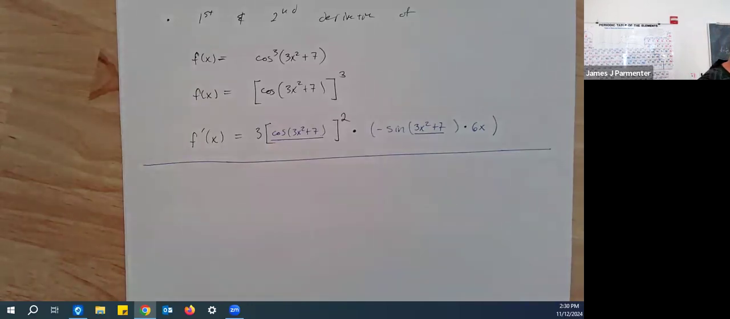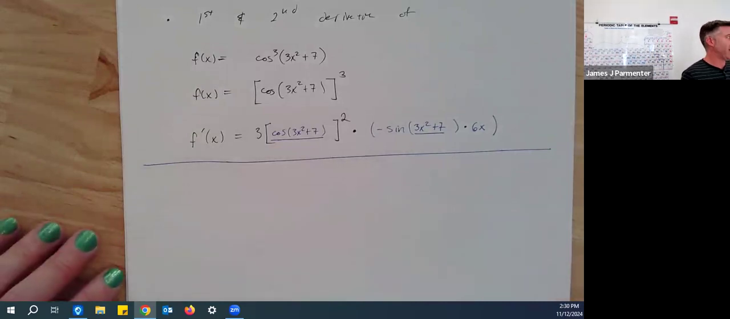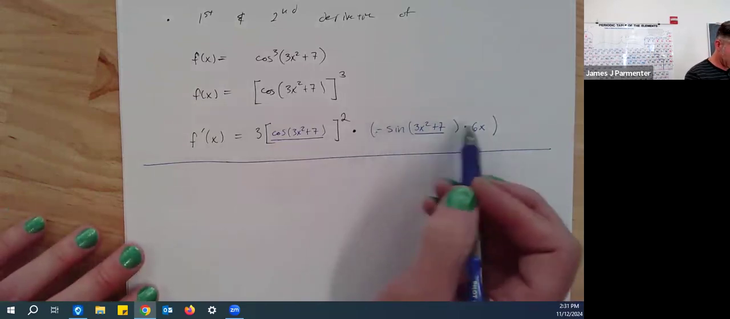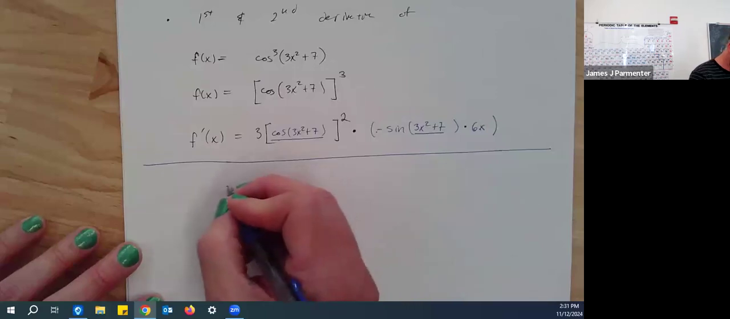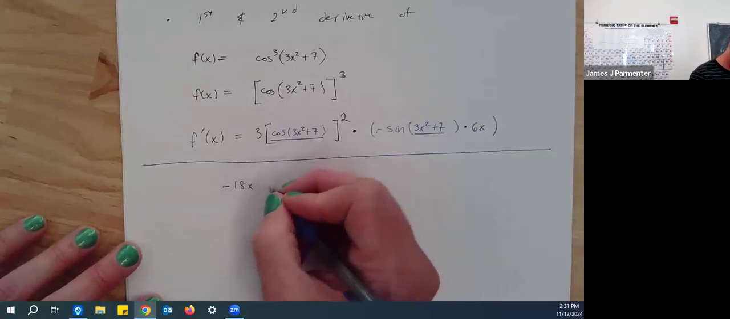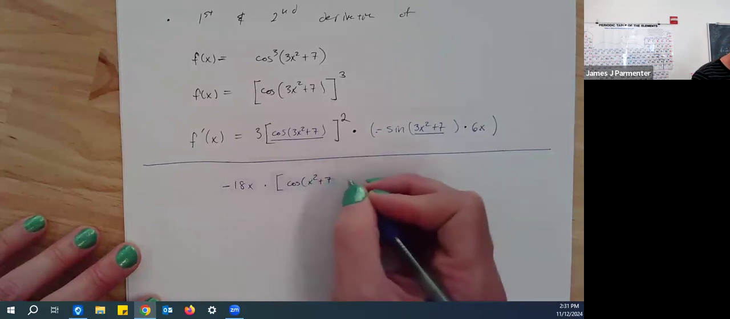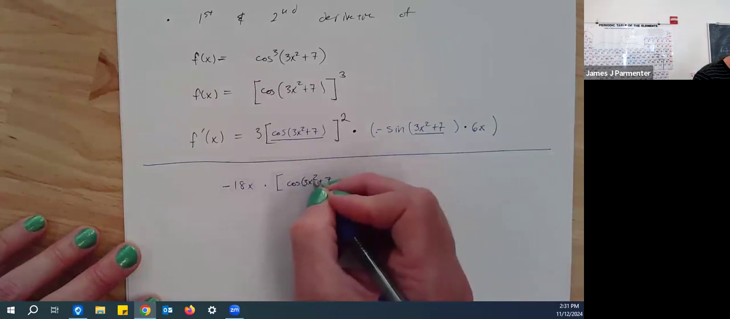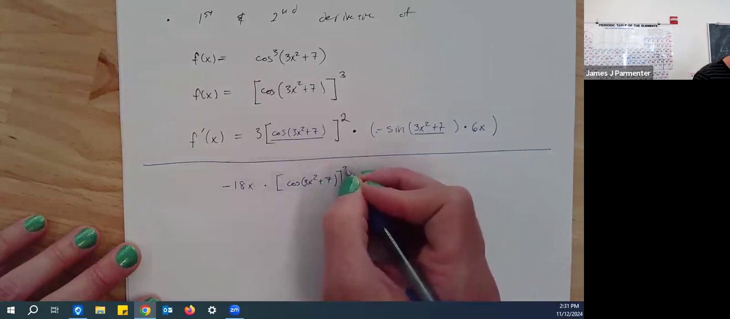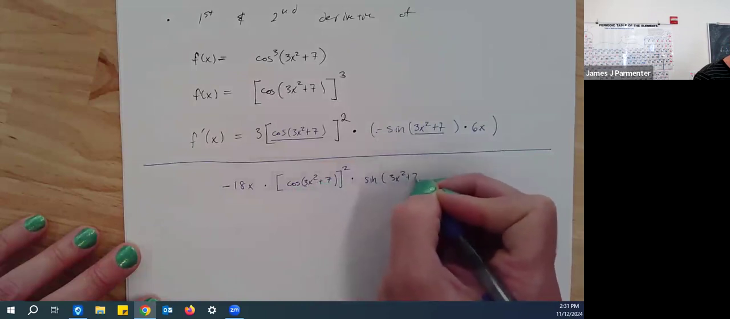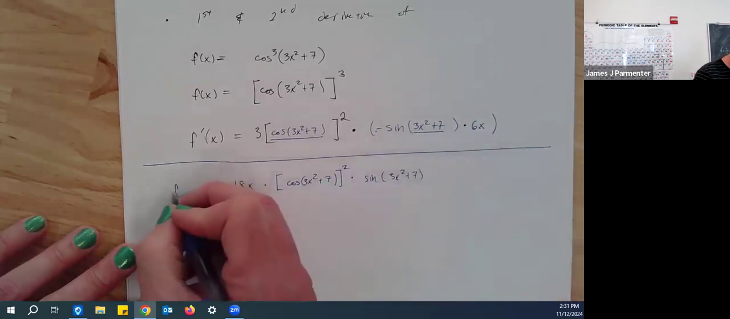Okay, so we're going to kind of regret this probably, but we'll do it anyway. Before I do the second derivative, I should definitely take a minute to simplify this. There's not a lot of simplifying to do, but there's a little. The negative, the 6x and the 3, I would combine into a negative 18x times cosine of 3x squared plus 7, squared, times sine of 3x squared plus 7. Yeesh. Regrets. Oh well.